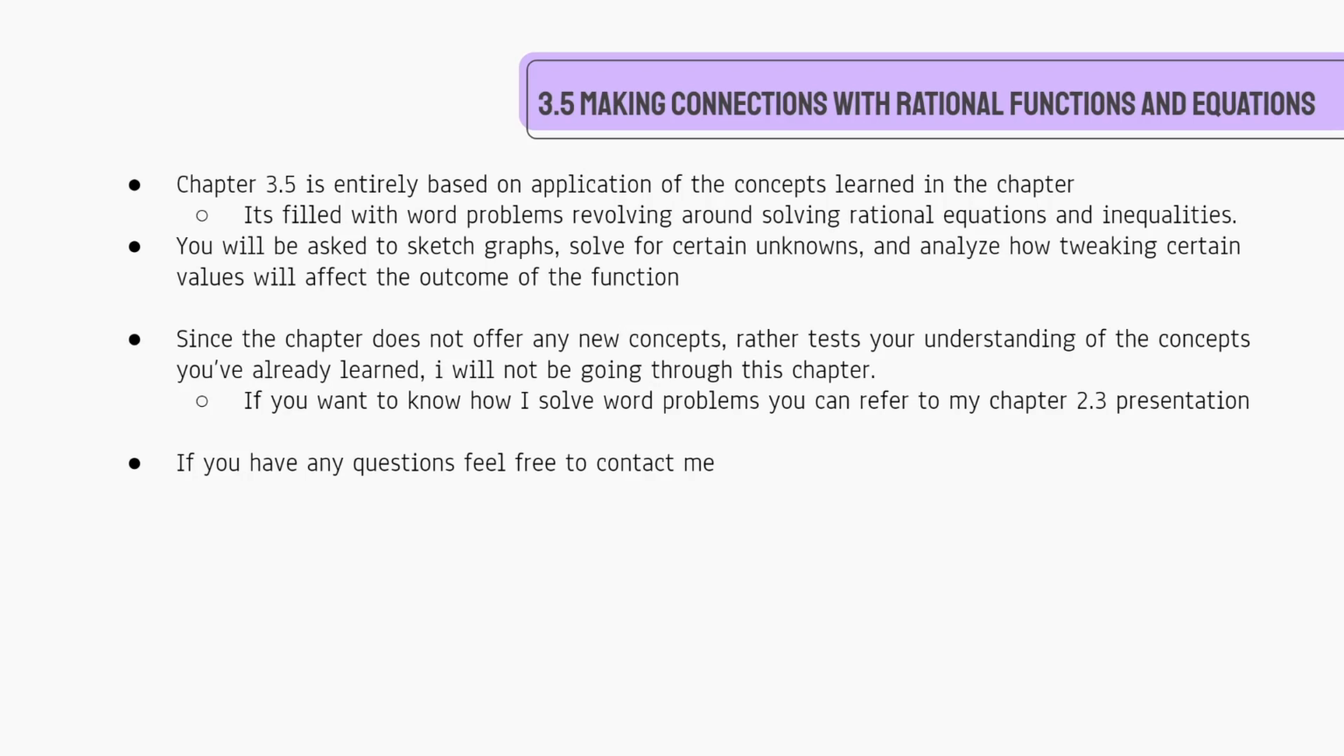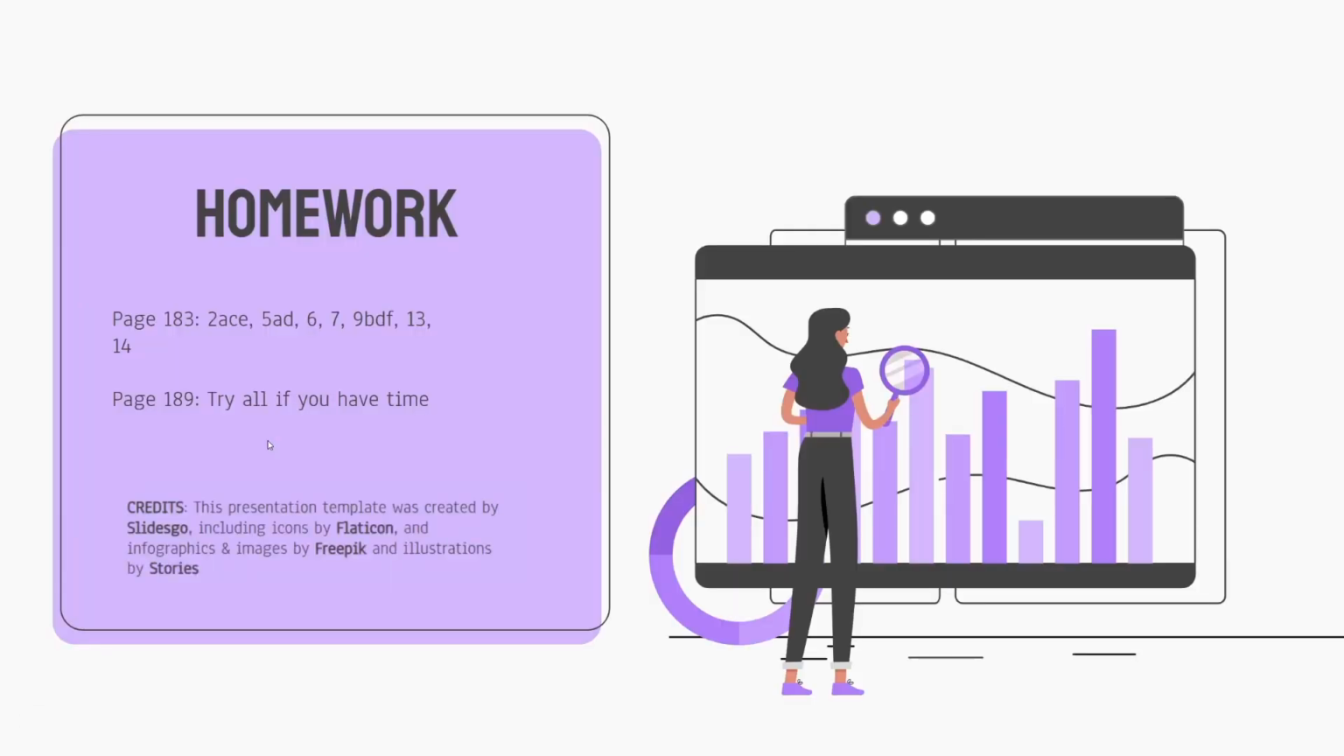So for that reason, if you really want to know what tips I would give you, I'd recommend just looking at the chapter 2.3 presentation because it was kind of the same. It was actually testing your knowledge on the remainder theorem and stuff like that. But overall, it shouldn't be anything difficult. It might be a little bit annoying to read some word problems and then have to work with rational functions. But again, if you paid attention to everything we learned so far, you should be good.